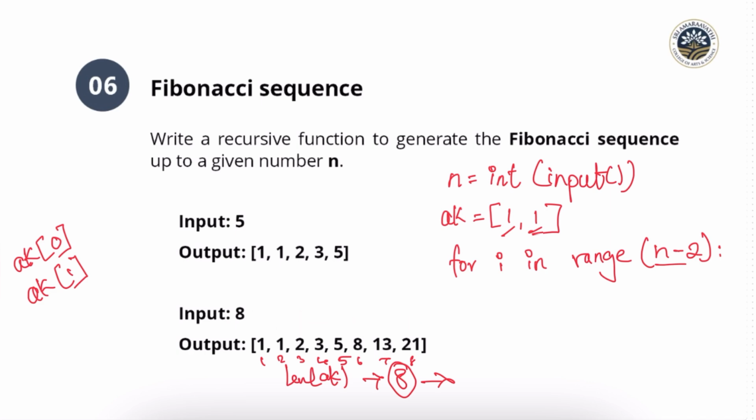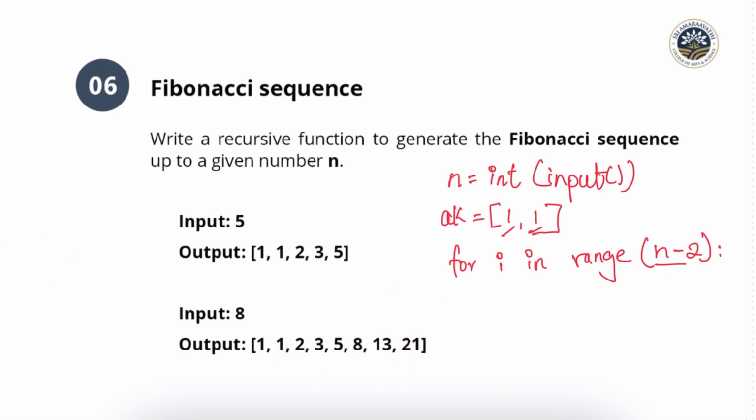If you need to print this 21, you can print ak of 7, and it will be printed. But if you need to access only from the last, to print this last number, you can mention ak of minus 1. Here you will get the last value. Then what about the second-to-last value? ak of minus 2. You will get the second-to-last value. If you print all these that I am mentioning here, you will get a clear understanding. Okay.